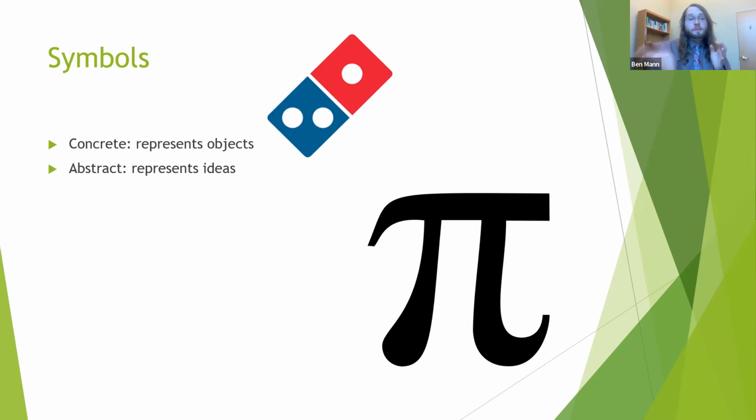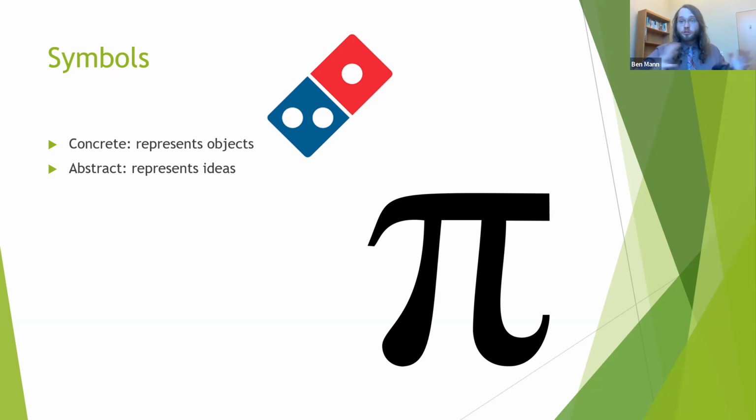So symbols can be both concrete, which represent objects, and abstract, which represent ideas. One good way of thinking about this is a concrete symbol would be a domino, right? For Domino's Pizza. That's a very specific symbol that represents what it is. Or a picture of a dog, right? Could be a concrete symbol. But an abstract symbol could be like a letter, right? Or, for instance, pi, used in mathematics is another example.